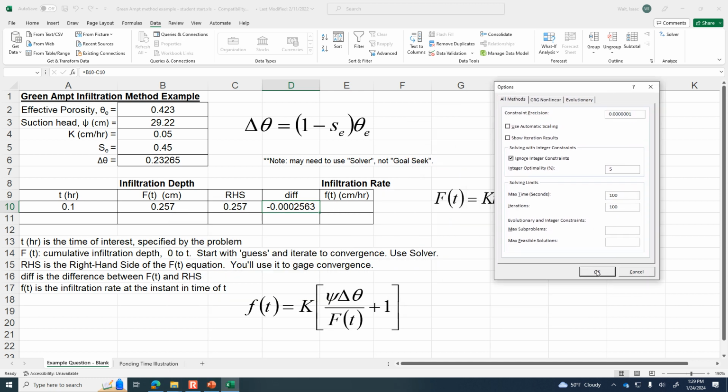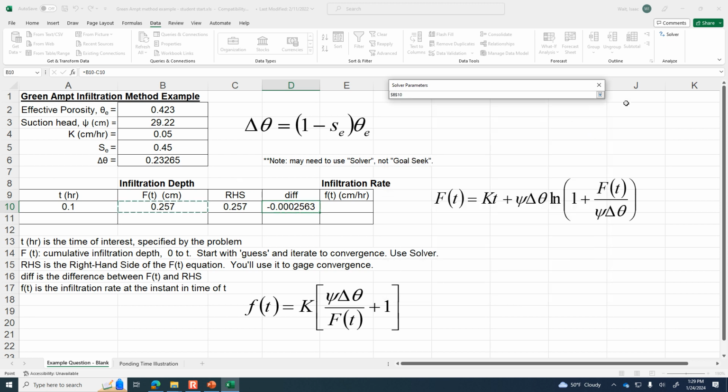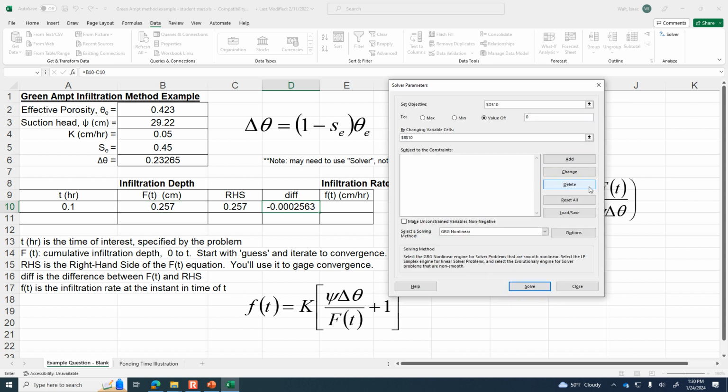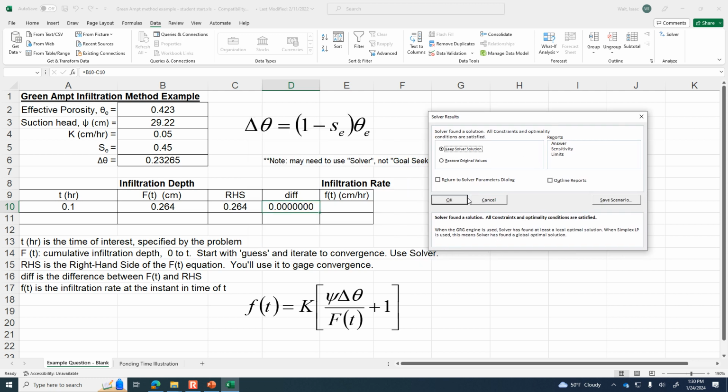Okay, so I want it to say our objective is this to a value of 0 by changing the guess. So 257 isn't really the answer. If I tell it to solve and it goes all the way, see how it says 264? So it quit too early before. It looked like the two was equal, but they weren't. And so that's why we use solver for the Green-Ampt equation and not GoalSeek.